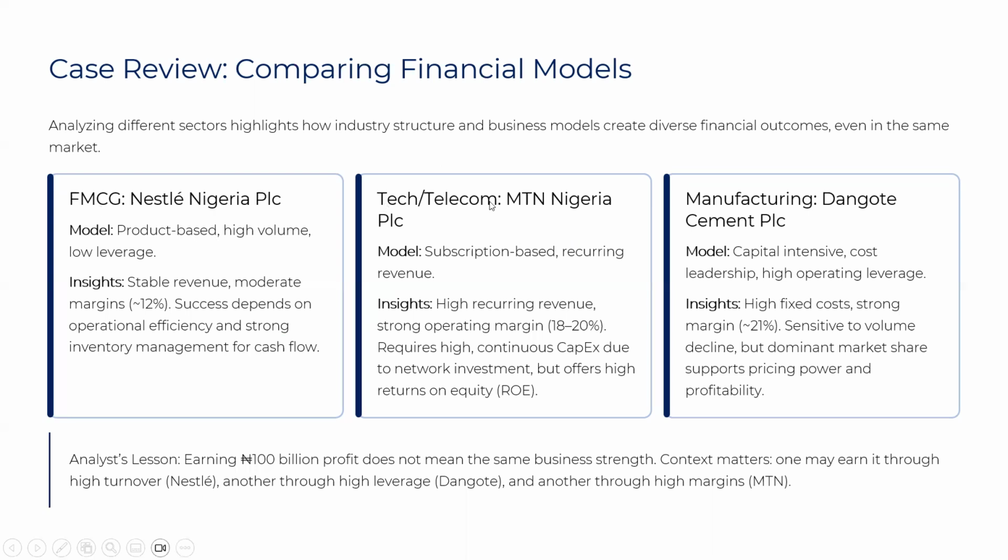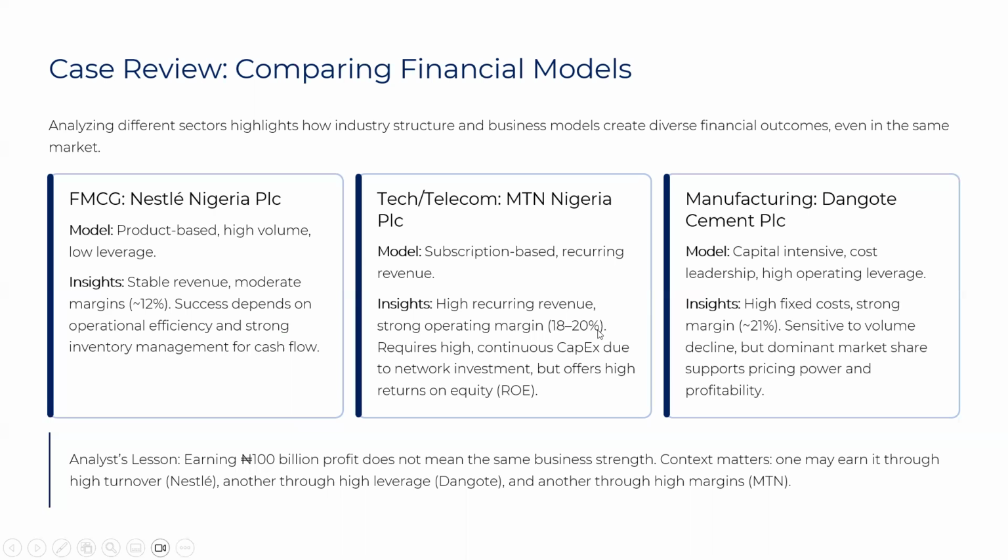For telecom or tech, MTN, for instance, their model is subscription based with recurring revenue. Somebody buys a recharge card today, you are going to buy a recharge card tomorrow also. So you keep on buying recharge cards. The more you buy, the more MTN makes money. That is the revenue model. Then the insight is high recurring revenue and strong operating margin, and their margin is between 18 to 20%.